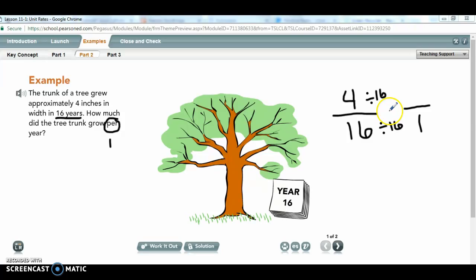This one's trickier than the problem we solved in part 1 because 16 is a greater number than 4. So we're doing 4 divided by 16. 16 cannot go into 4, so we have to add our decimal point and a 0. So then we try to figure out how many times does 16 go into 40. 16 can go into 40 2 times, and that's 32. We then subtract. We have to borrow.